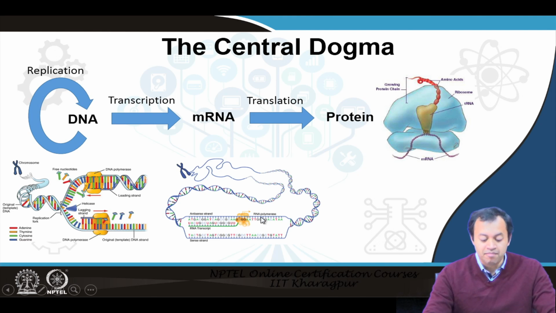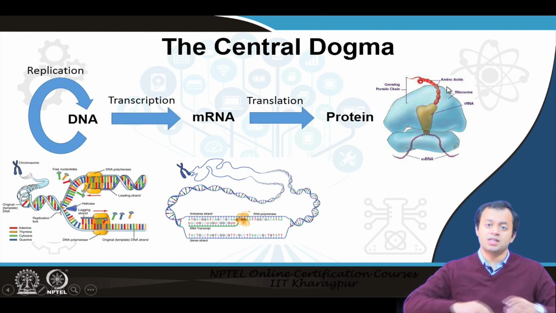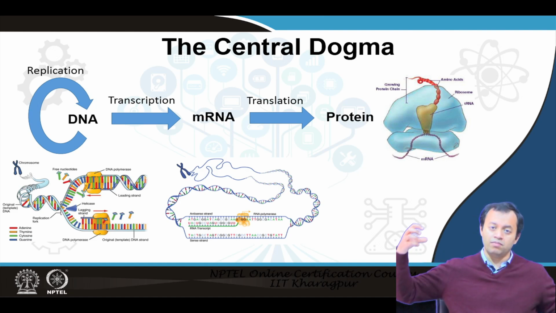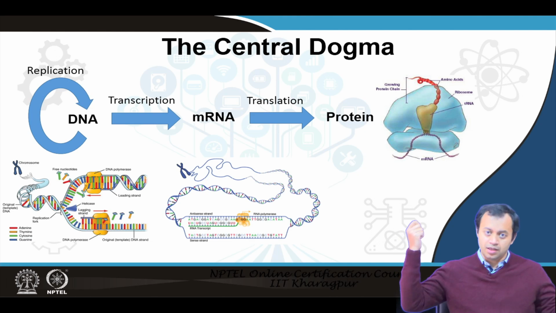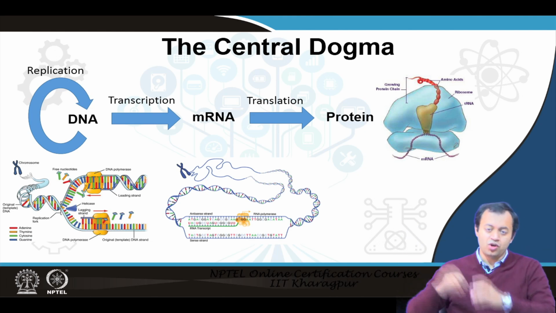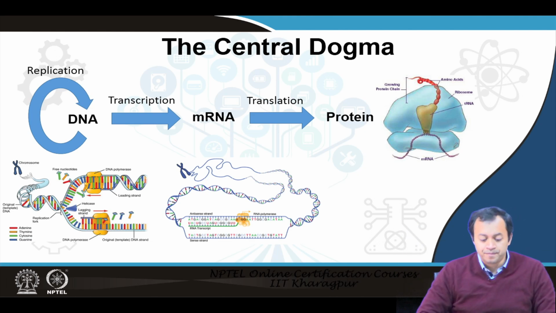This mRNA strand goes to the ribosome. Remember the ribosome we discussed, along with tRNA, it combines together and forms amino acids. A combination of several different amino acids gives me a long polymer chain. The polymer is basically a protein. The polymer containing a large number of amino acids is a protein. This is the overall system.